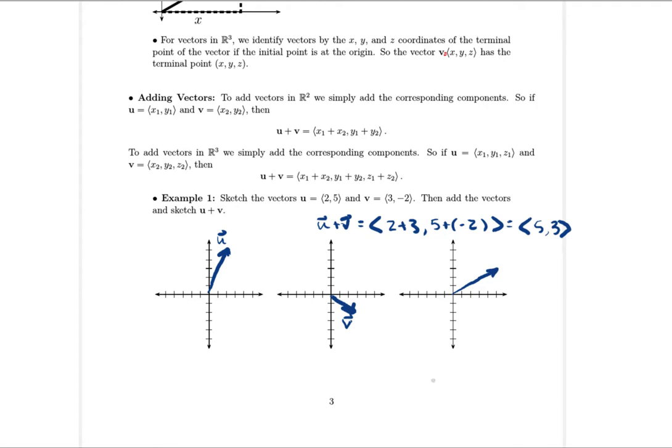So I'm going to put u first. Remember, u is over 2, up 5, so that goes up there. And then let's use a different color here. For v, we know we're supposed to go over 3, down 2. So you can see this at work. What we showed on that previous page: if I attach the beginning of v to the end of u, that will lead me to the picture for u plus v.